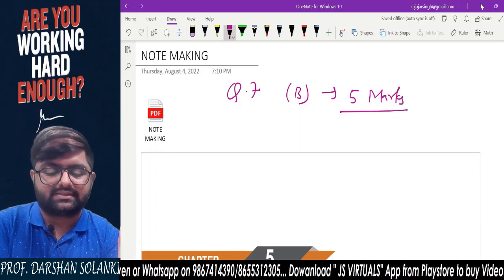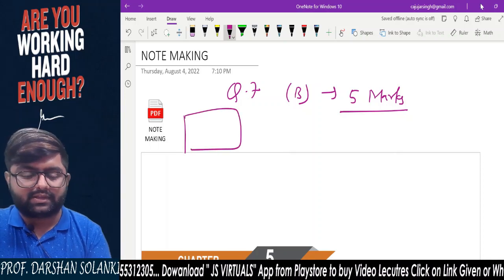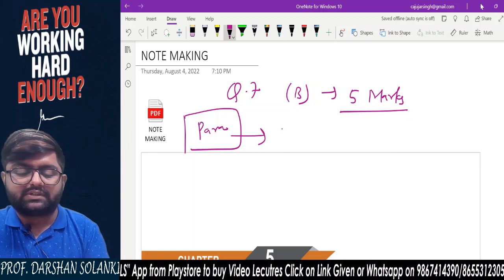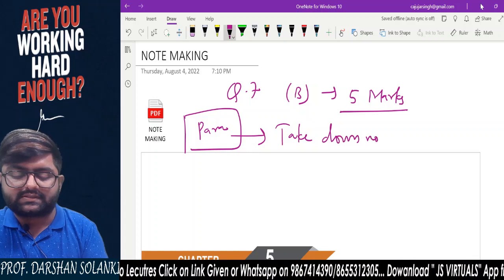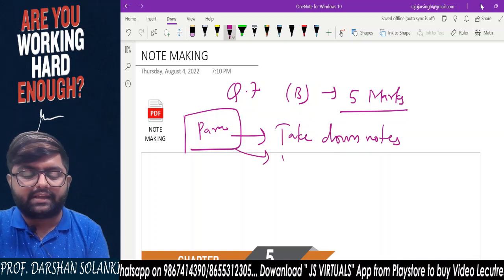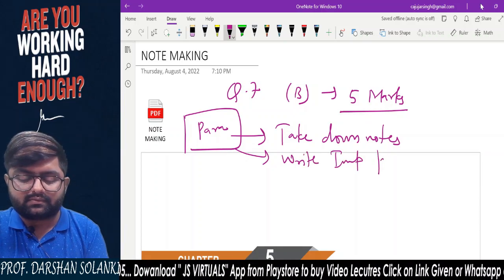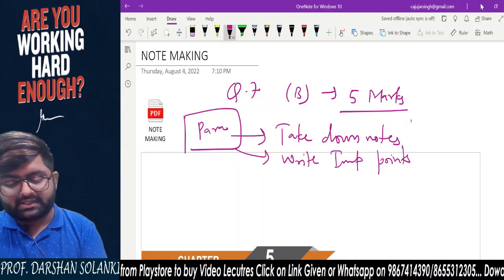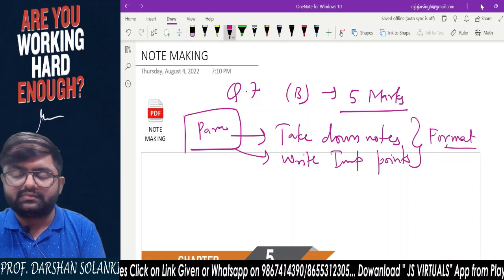Let me just quickly sum up. What is note making? They will be giving you a paragraph. You have to take down notes. In short, you have to write important points. For this, you will have to follow a particular format. Now, what is the format?